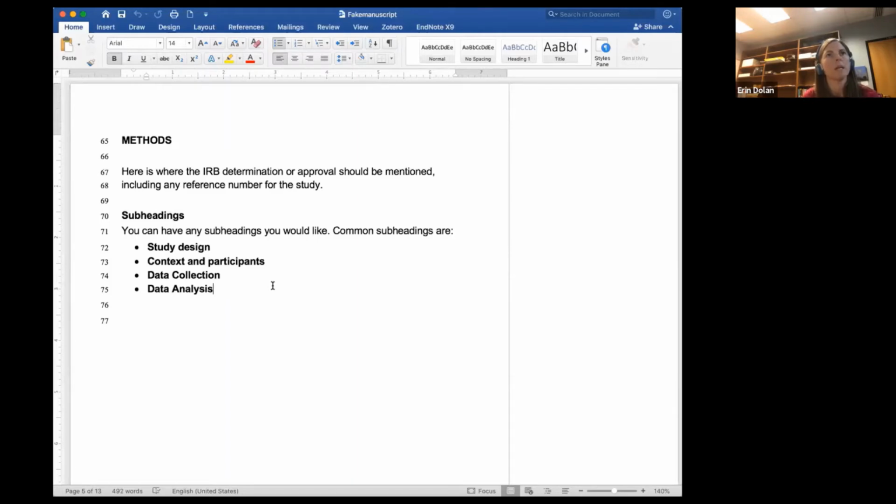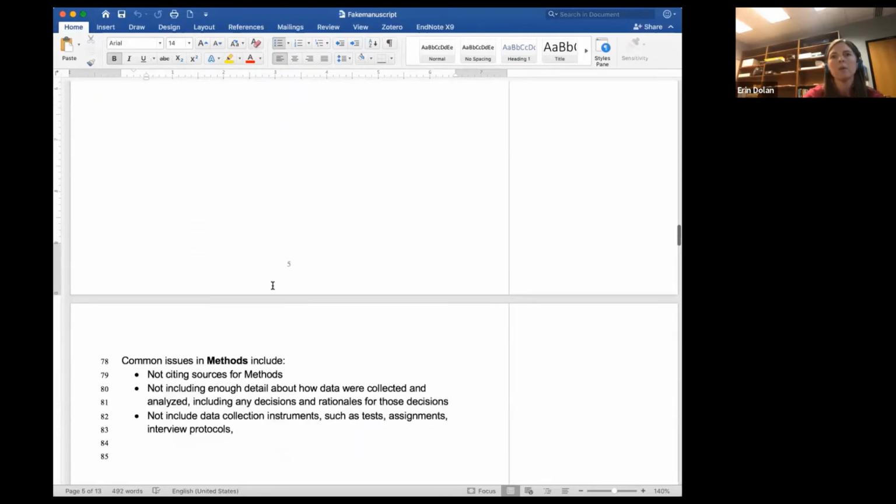Okay, so subheadings in the methods. You can have whatever subheadings you'd like, but common subheadings that help people make sure that they have the information that they need to present are study design, where you explain the overall plan for how the research was carried out; context and participants, so who actually participated in the research, how they were selected, how they were recruited, what context the research took place in, one institution, multiple institutions, those kinds of things; how the data were collected, including any tools for data collection; and then data analysis, and so anything that was involved, any decisions made, justifications for those decisions.